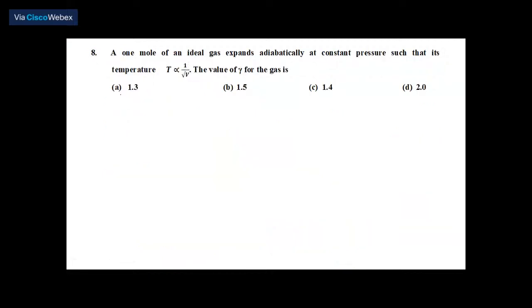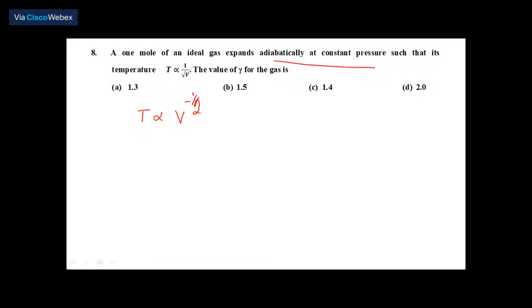We'll move to the next one. 1 mole of an ideal gas expands adiabatically at constant pressure, such that its temperature T is proportional to 1 by root V. That is, T is proportional to V to the power minus half. We have to find the value of gamma for the gas.